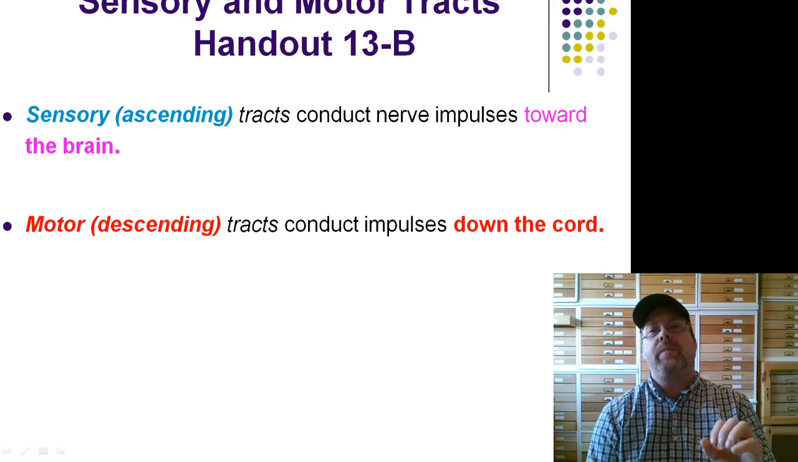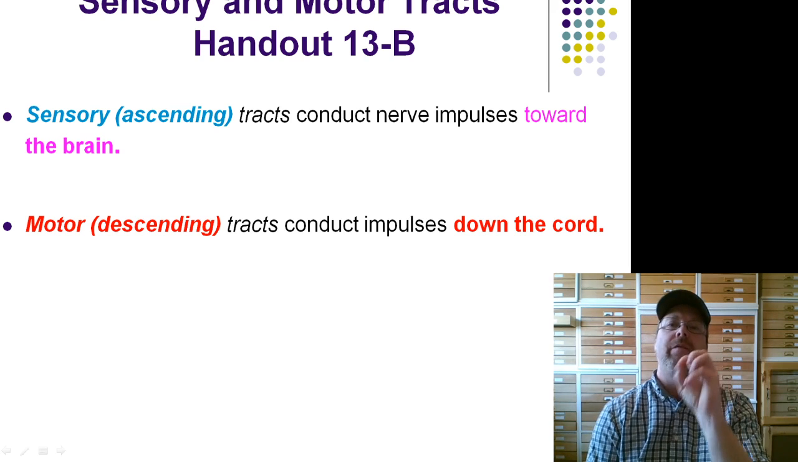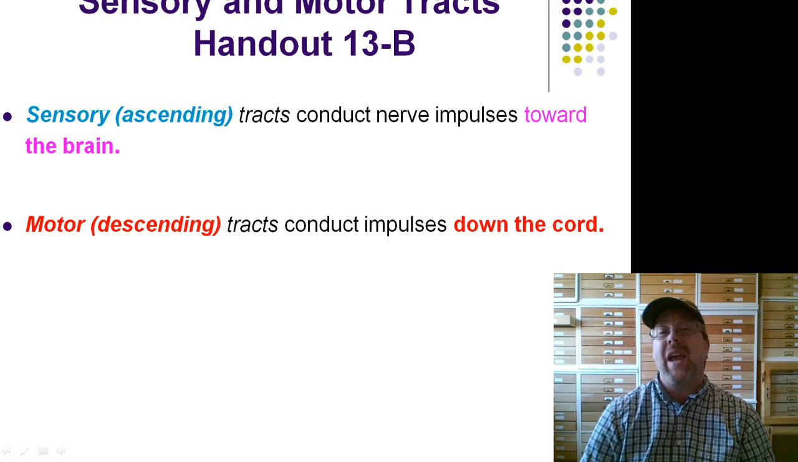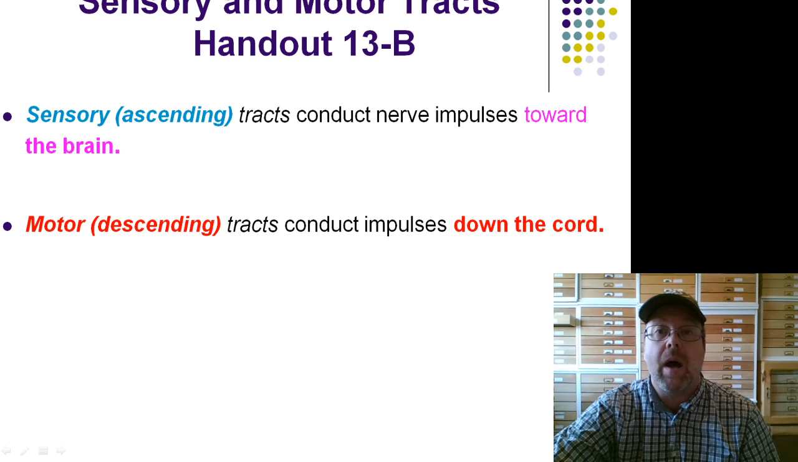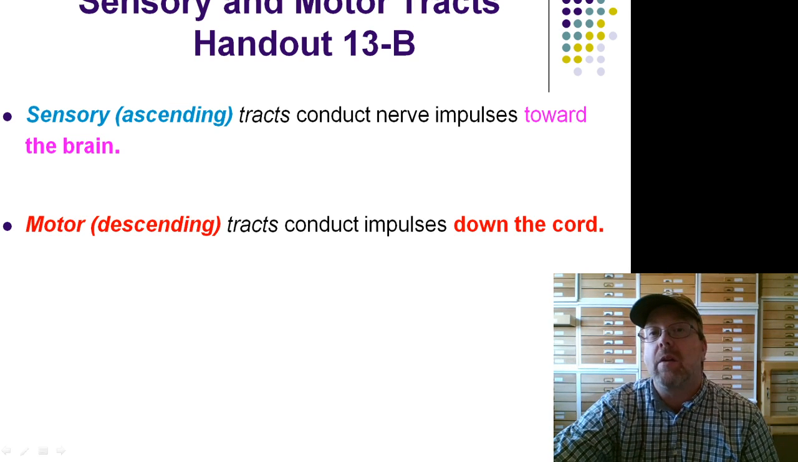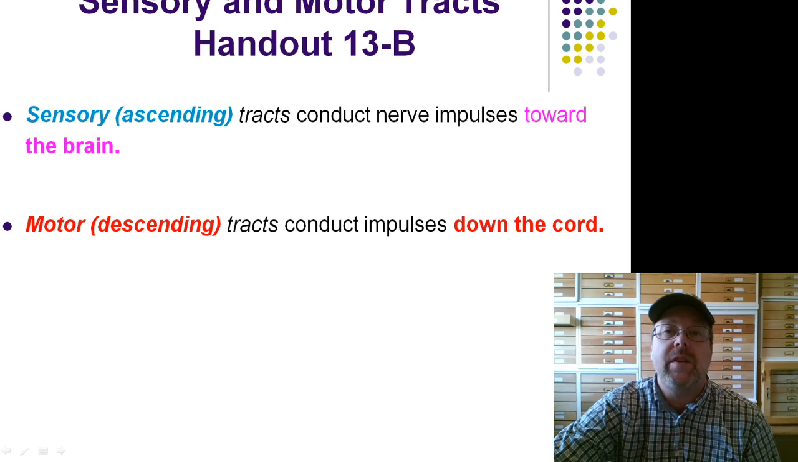Now remember, you need to know the name and the function and not the location. All right, so I'm trying to make it a little bit easier for you by not having you memorize where those are located. I just thought I'd give you some examples.